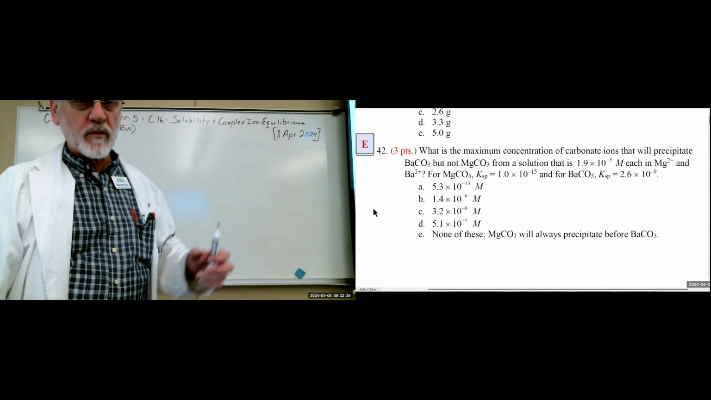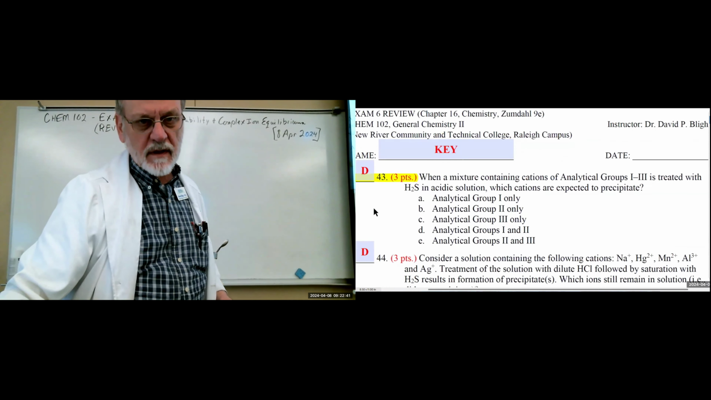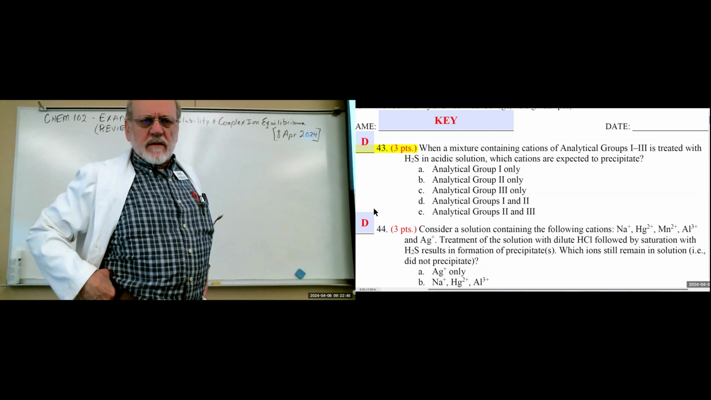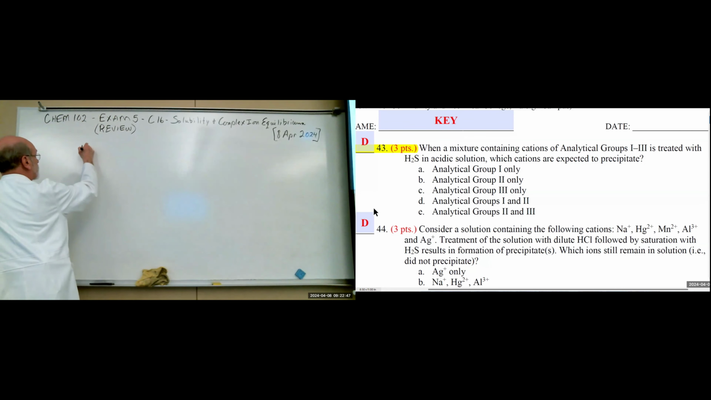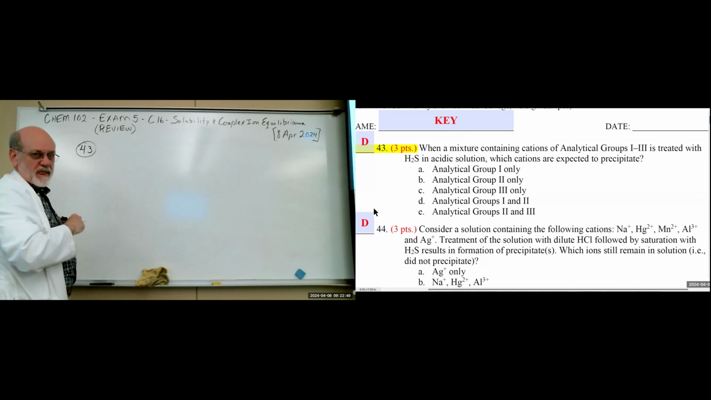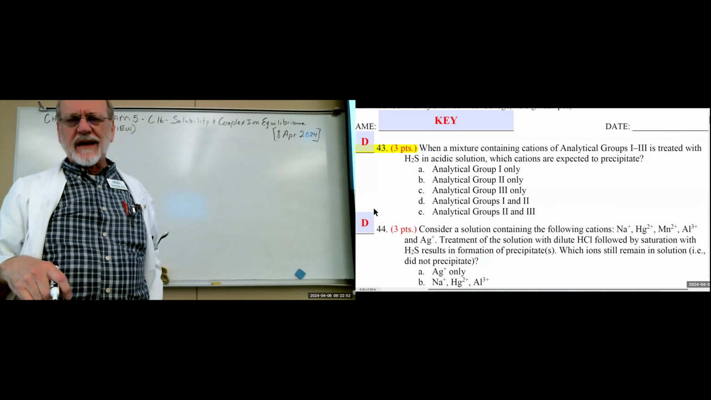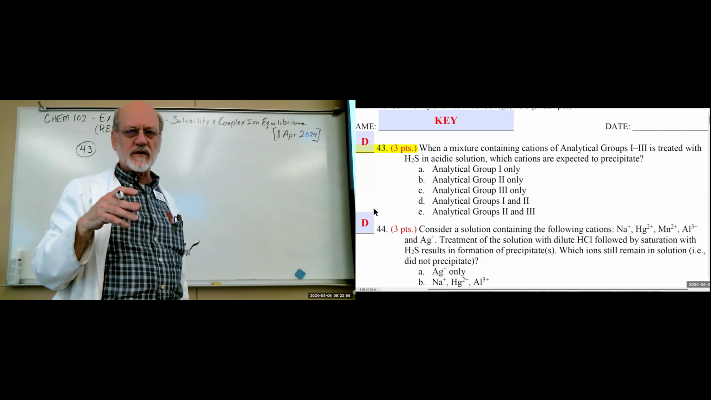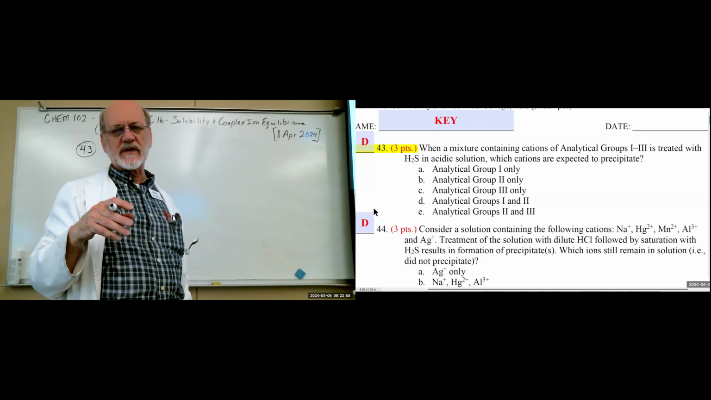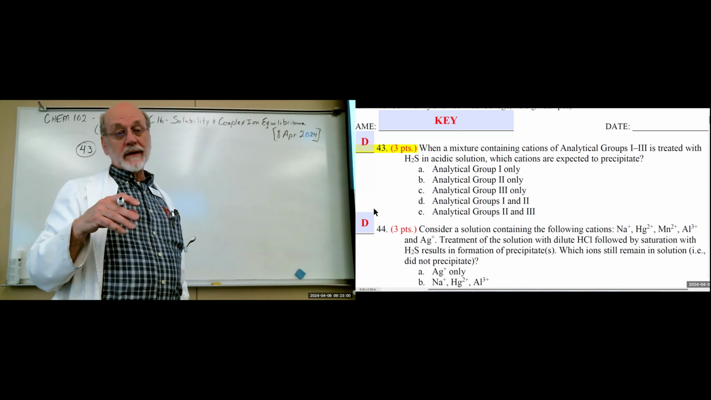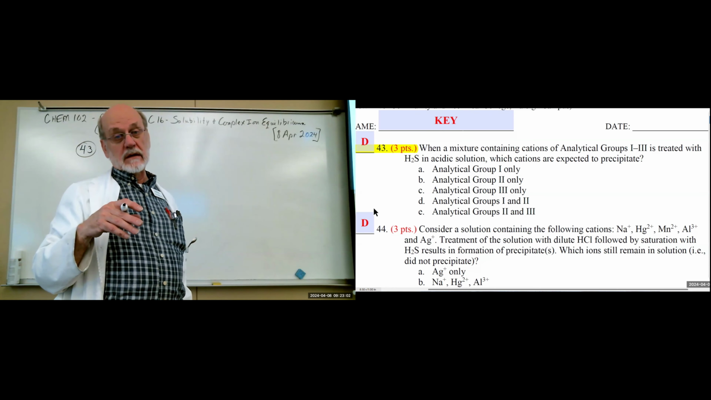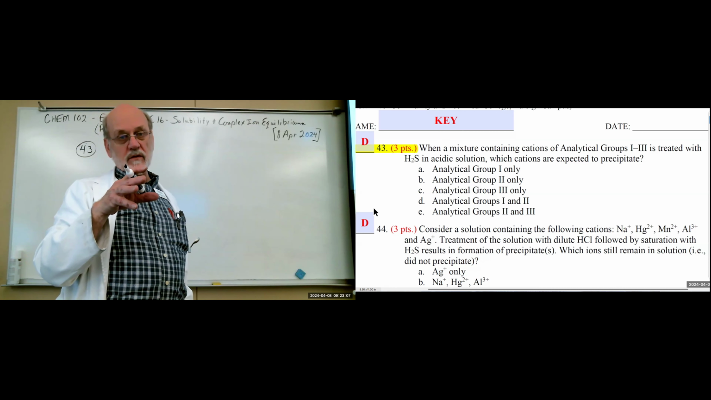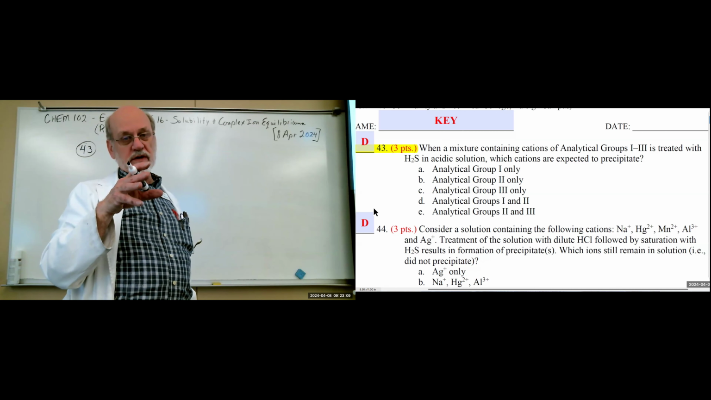Who's next? 43. Oh, here's another group. When a mixture containing cations of groups 1 through 3 is treated with H2S in acidic solution, which cations are expected to precipitate? Well, in acidic solution, analytical groups, H2S and acidic.